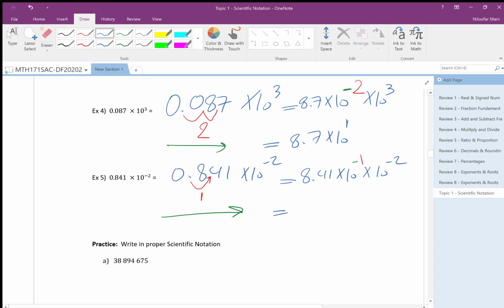The reason I change the color is not just to make it beautiful. I want you to follow which color is related to which one. I'm showing the direction, I'm showing the sign, and then I do it. So this is 8.41 times 10 power how many? Minus 3. You have to combine.